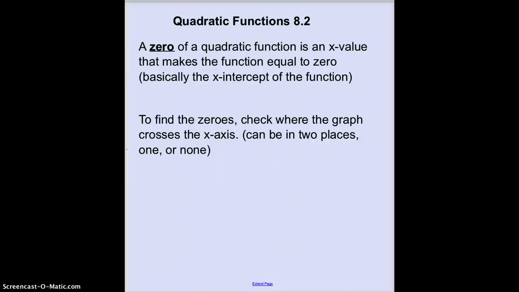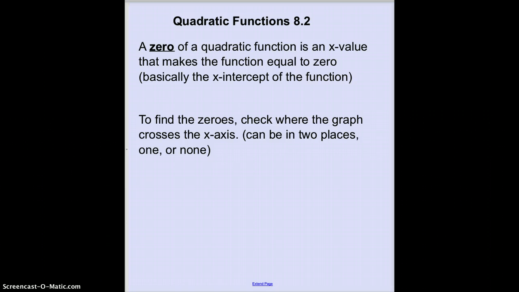Today is Quadratic Functions 8.2. We're going to talk about zeros of quadratic functions. A zero of a quadratic function is an x value that makes the function equal to 0. So when is y 0? Basically, it's the x-intercept of the function because x is something and y is 0.